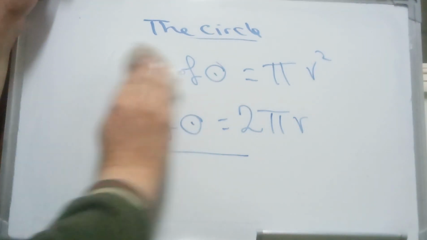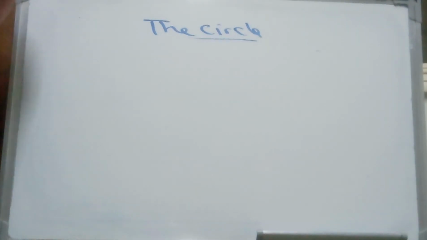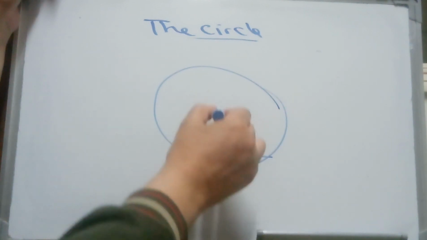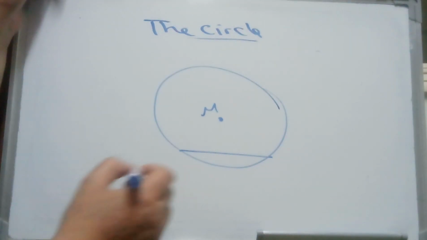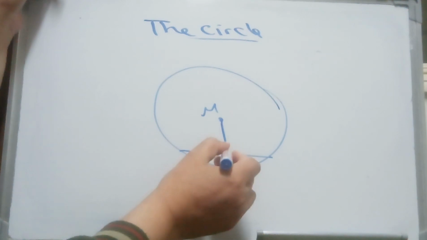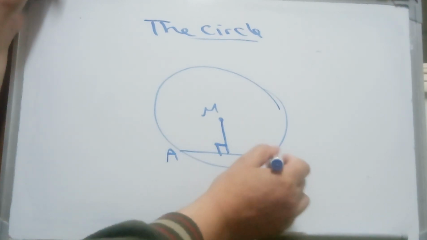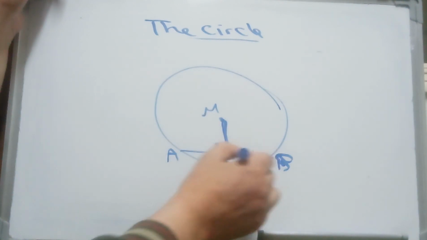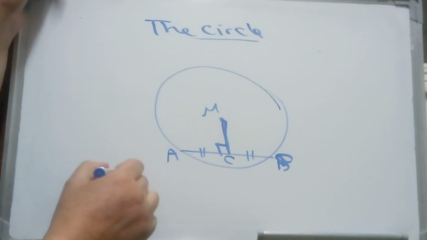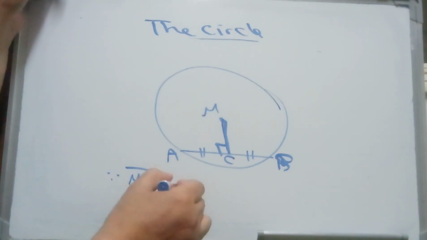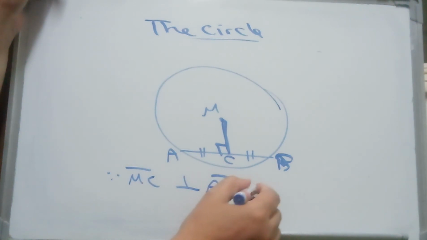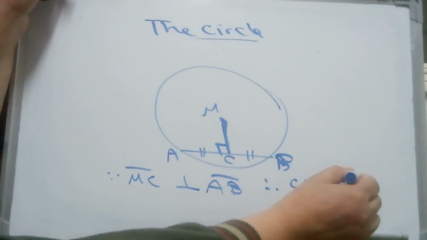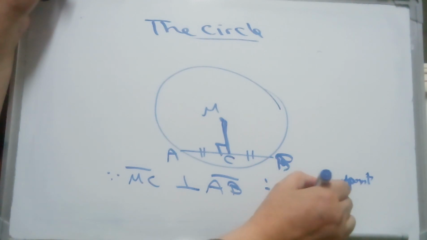And if you draw a chord in a circle, and from the center of the circle, if you draw a perpendicular line segment to the chord AB, this perpendicular must bisect AB. Then if MC is perpendicular to chord AB, then C is a midpoint of AB.